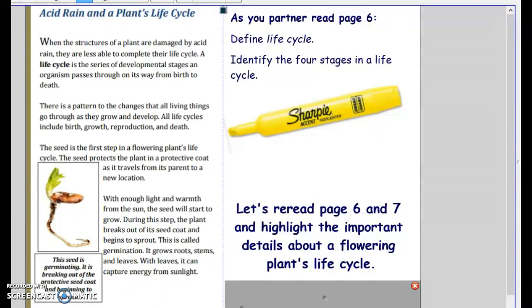Page 6, acid rain and a plant life cycle. It says over here, partner, read. We're obviously not doing that.